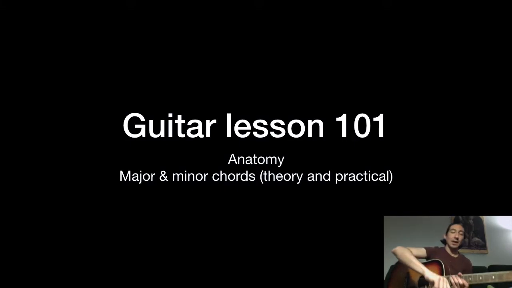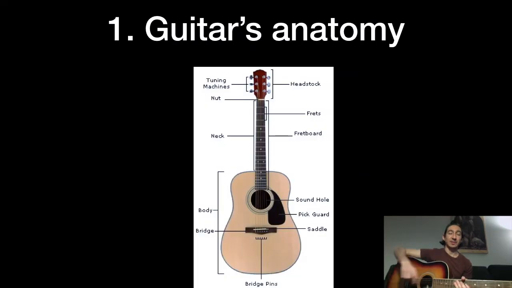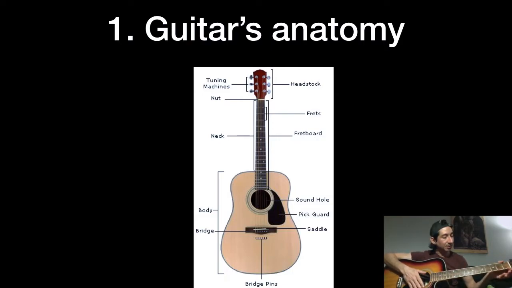So I will start off with a little bit of anatomy of the guitar. The guitar I'm holding in my hands looks like the one we have here in the presentation, in which you have a body that is the one producing the sound, the neck, that's basically where the strings sit on, and the headstock, where you have these tuning machines to tune the strings.